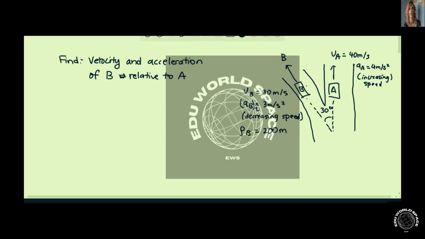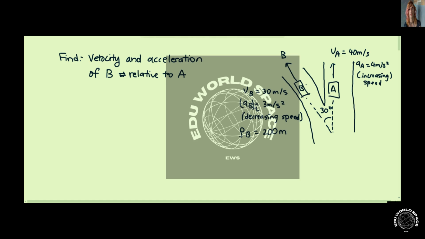In this question, car A is moving to the north at a speed of 40 meters per second, accelerating at 4 meters per second square. Car B is moving at 30 meters per second in a direction which is 30 degrees from car A, from the vertical. And then it is moving at decreasing speed. The acceleration is 3 meters per second square, which is the tangential component. Then the radius of curvature of car B is 200 meters.